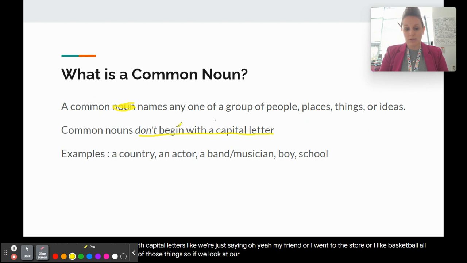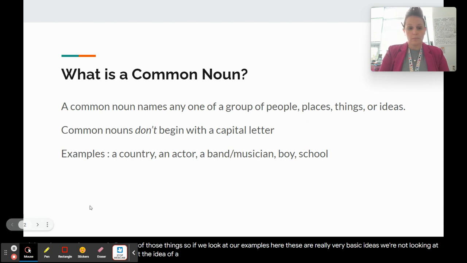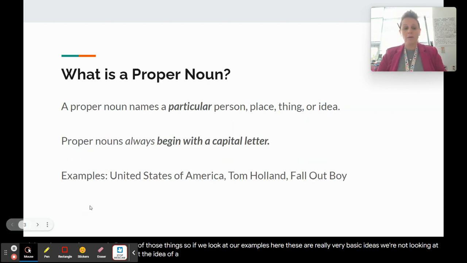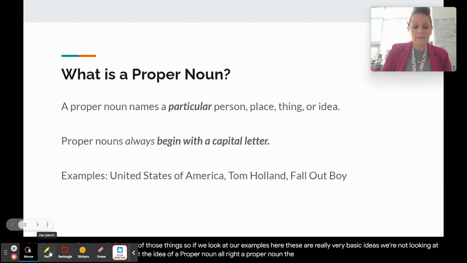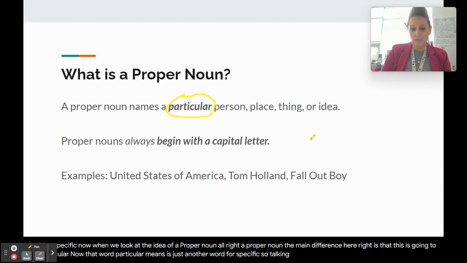So if we look at our examples here, these are really very basic ideas. We're not looking at anything specific. Now, when we look at the idea of a proper noun, the main difference here is that this is going to be a particular person, place, thing, or idea. Now that word particular is just another word for specific. So talking about one specific thing.